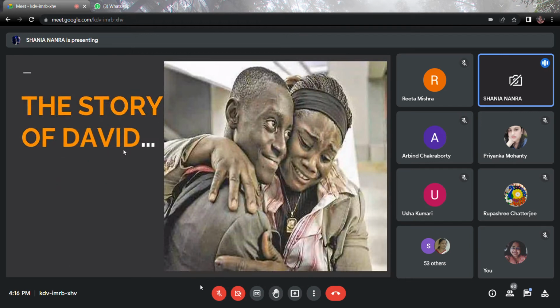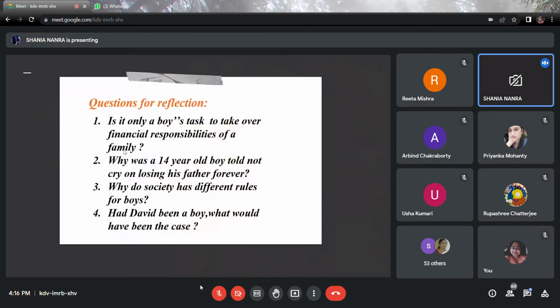But there are certain questions of reflection which are similar. Questions for reflection: Is it a boy's task to take over financial responsibility of a family? Why was a 14-year-old boy told not to cry on losing his father? The mother told him not to cry. This is what happens in society.